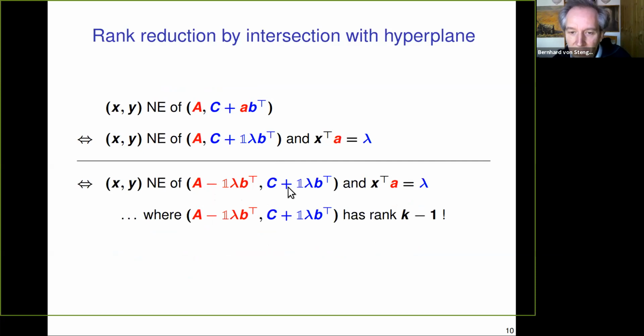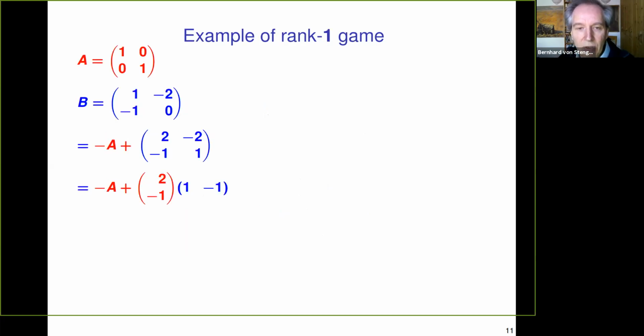So what I have here is a matrix where I have A minus some constant columns, C plus some constant columns, and they cancel out when I add them. So you have here A plus C. So this is a game of one rank lower. So I have now represented the equilibrium of this game with the equilibrium of a lower rank game plus this intersection with a hyperplane. Okay, so I have a rank reduction. Okay. So let's look at what this would mean in an example.